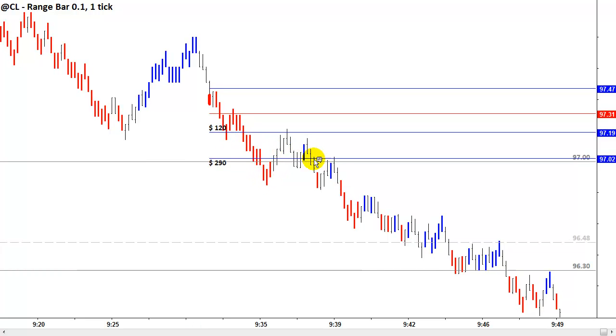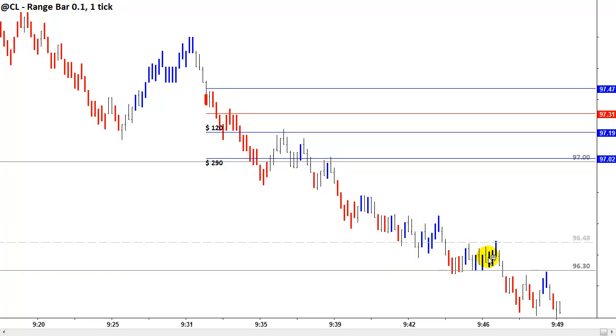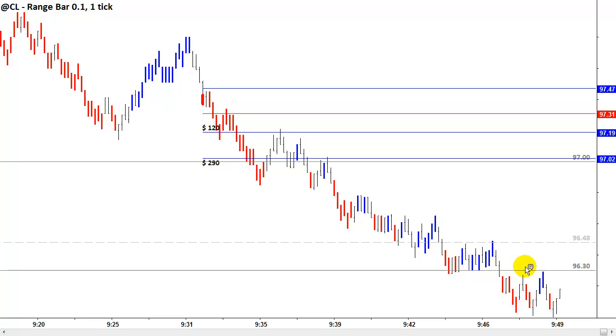The market just started drifting around in here. It's just drifting around in no man's land, and I don't really see anything in here that I would consider taking a trade from. And so the end of the chart.